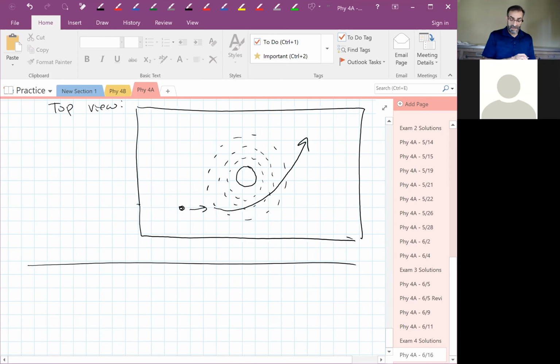Question, does the object still think it's going in a straight line? Yeah, probably. Yeah, I think so. It thinks it's going in a straight line. It doesn't realize that the space has changed.